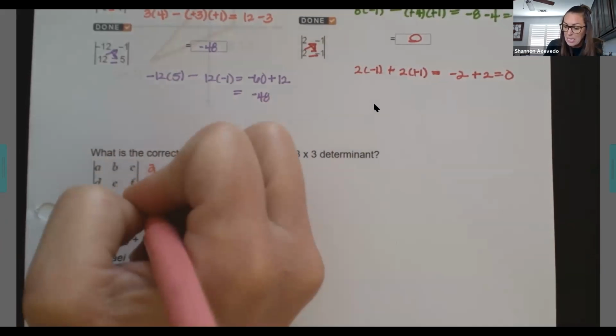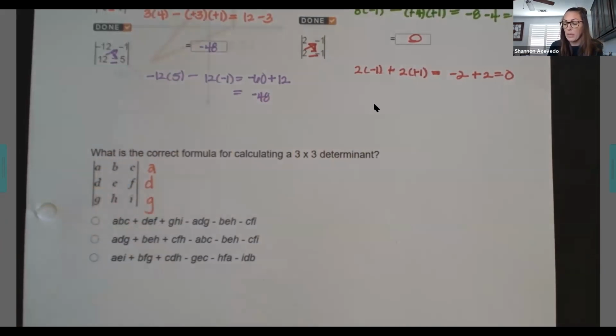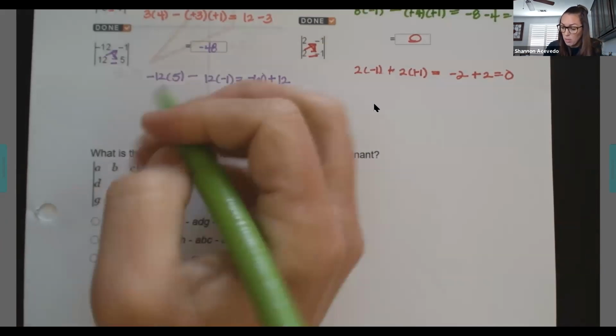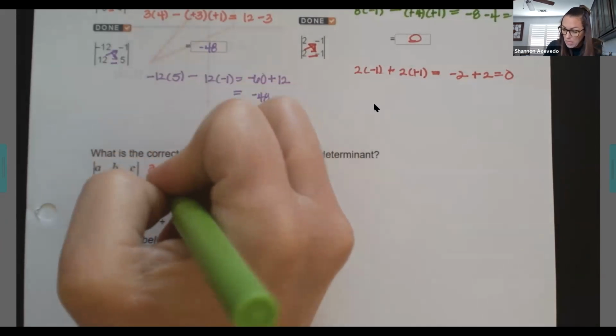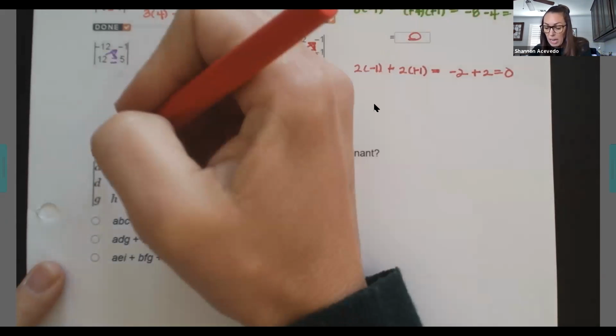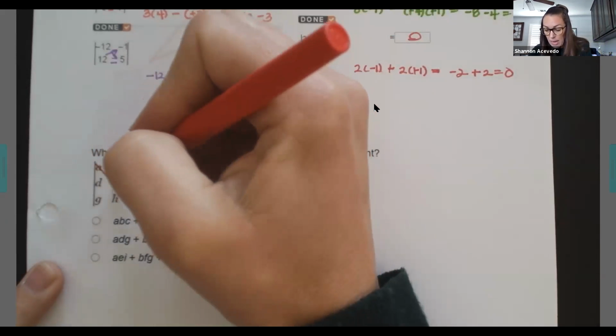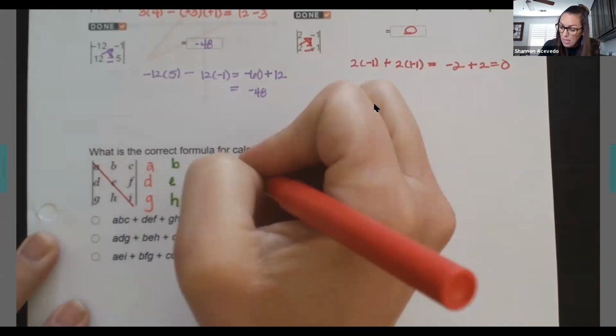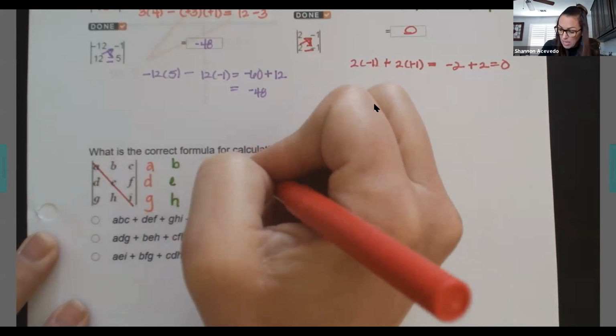So it was an A, D, G. I'm going to copy down that second column. So that was B, E, H. Now, you remember when we want to figure out how do I calculate that 3 by 3? So we start our diagonals and we multiply diagonally. So it's going to be A, E, I.